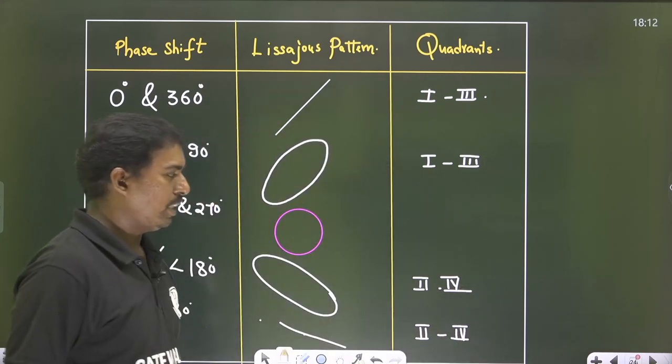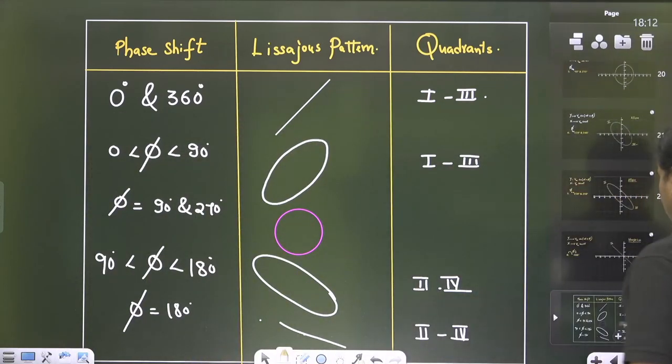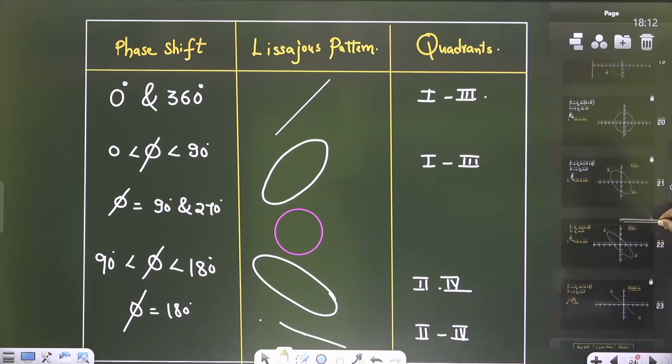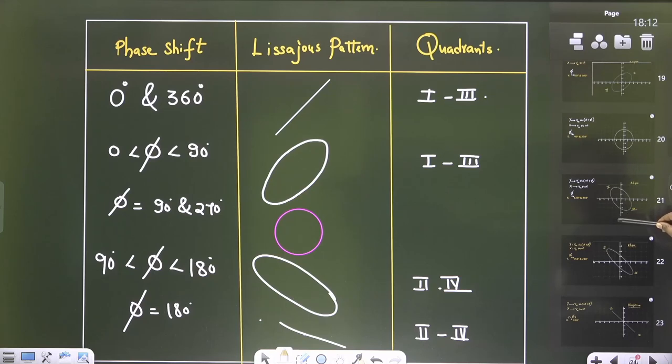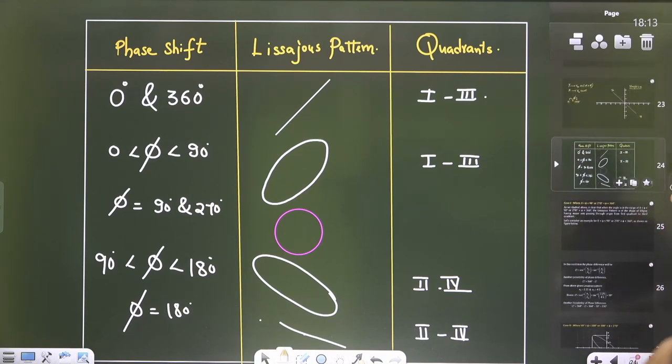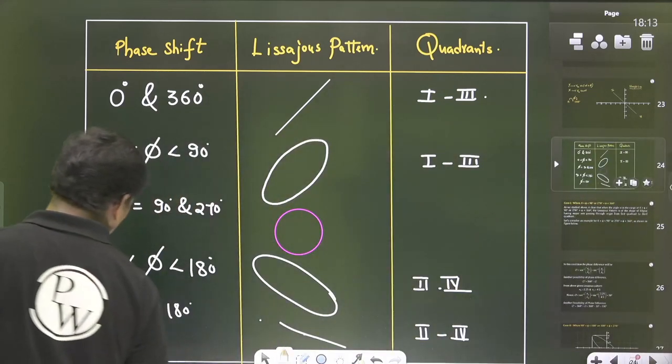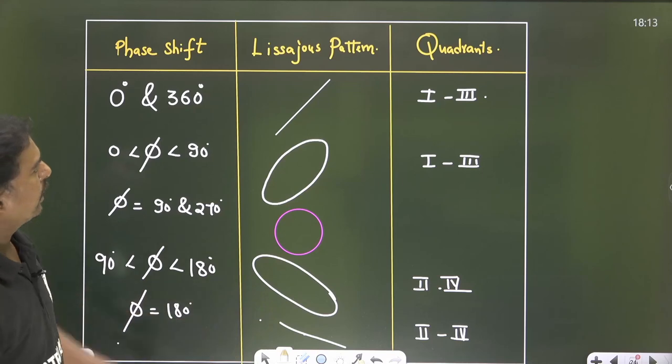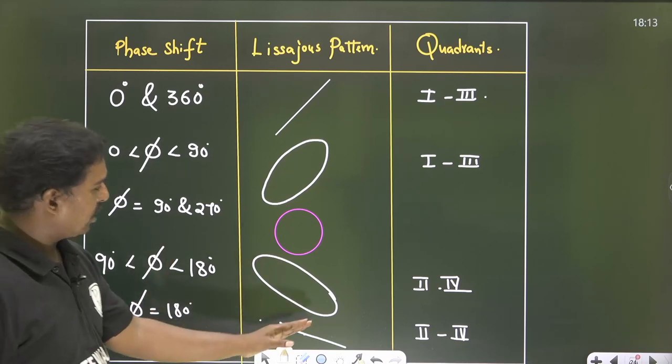Okay, that is the way here. And above 180 and less than 270, we are going to get an ellipse. Last one also I can write. Above 180, less than 270 also an ellipse.